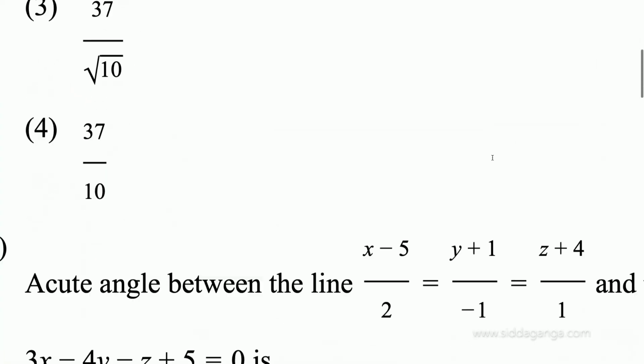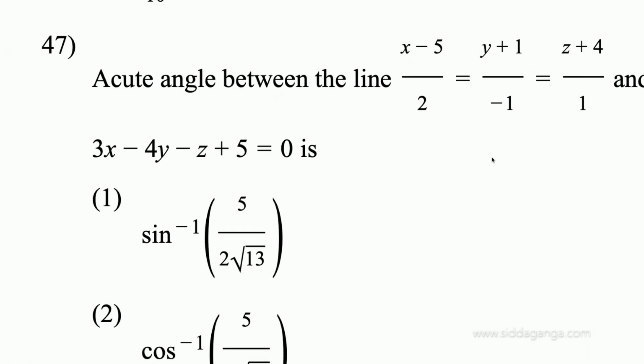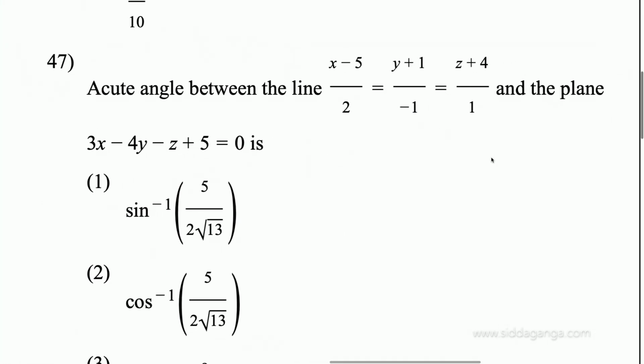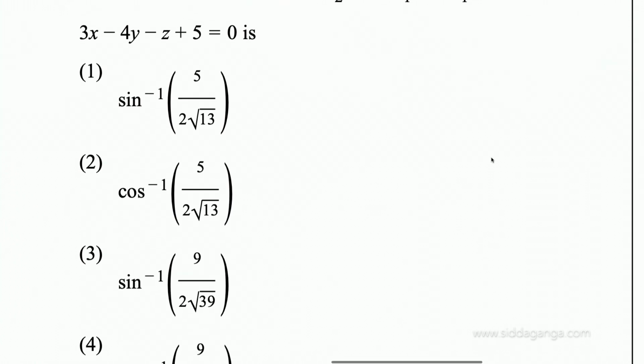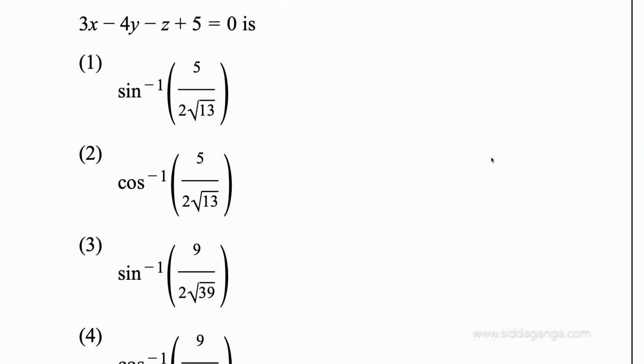Okay, now let me move to question number 47. Acute angle between the line and the plane. Again, the same question we have solved in the 29th question. Please refer to question number 29. So sin theta is equal to the same formula, b dot n by magnitude of b into magnitude of n. So you will get option 3, that is sin inverse of 9 by 2 root 39. Same as question number 29.